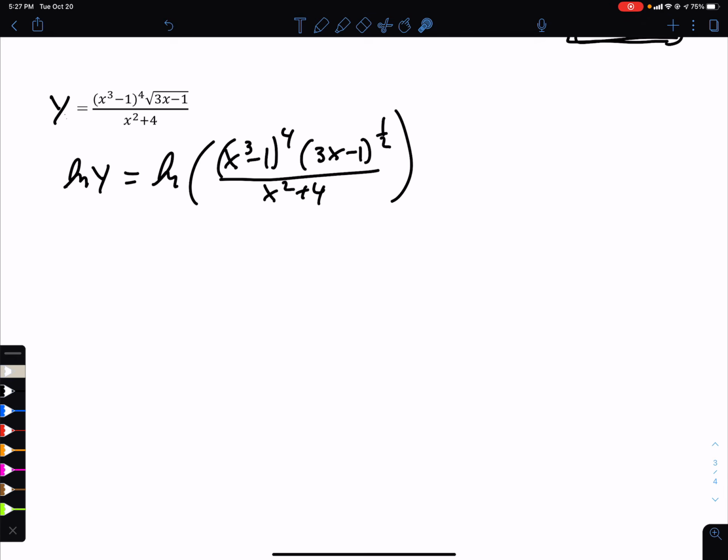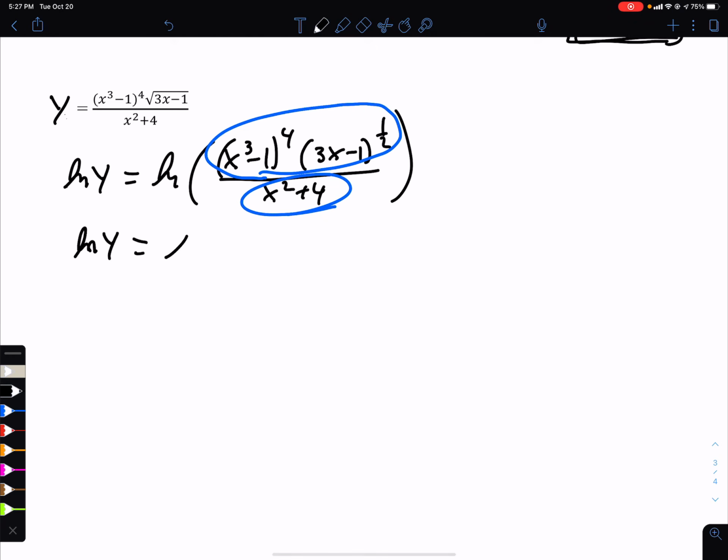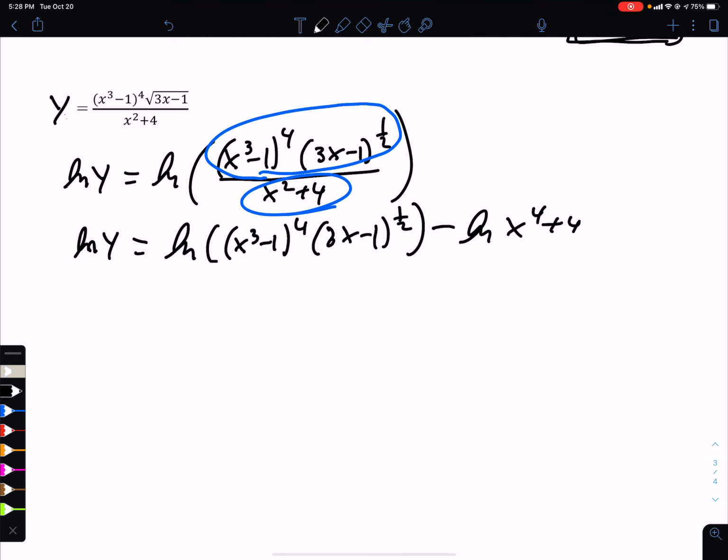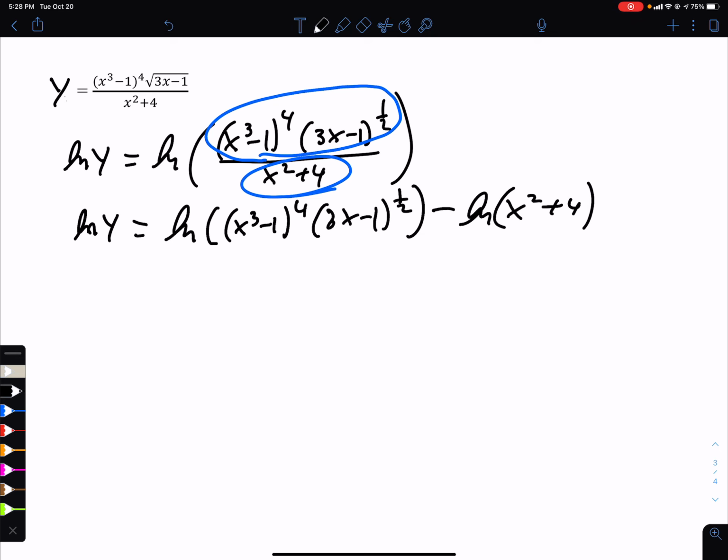The first thing I see, we have two things being divided. This top divided by that. So the law says I can write that as ln of the top minus ln of the bottom. That's a squared. Some of you are screaming at me, that's a squared, Yoshida. And you got me.